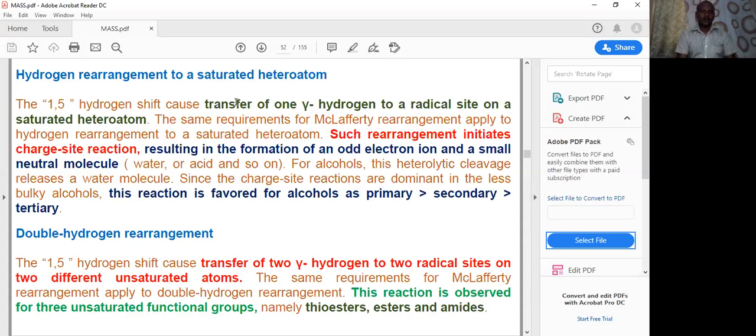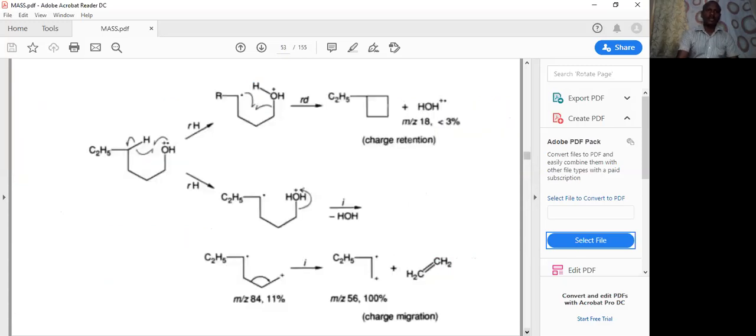Next one is double hydrogen rearrangement. So two hydrogens will be rearranged here. Fragmentation happens with two hydrogens, and it can happen in the same 1,5 shift also. There we have seen that only one hydrogen is migrating to the oxygen. Sometimes, even in the case of McLafferty rearrangement, double hydrogen rearrangement will happen. You can see it here in this case.